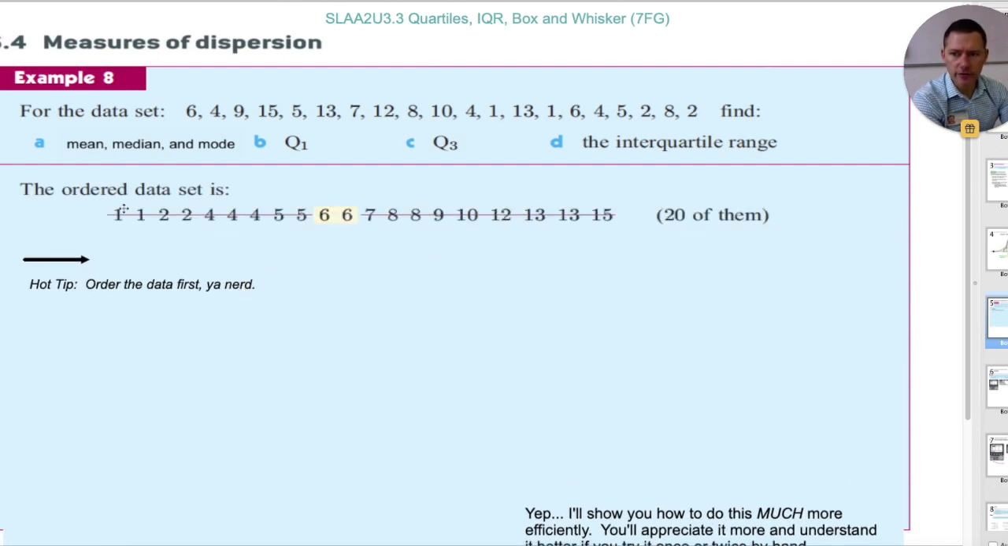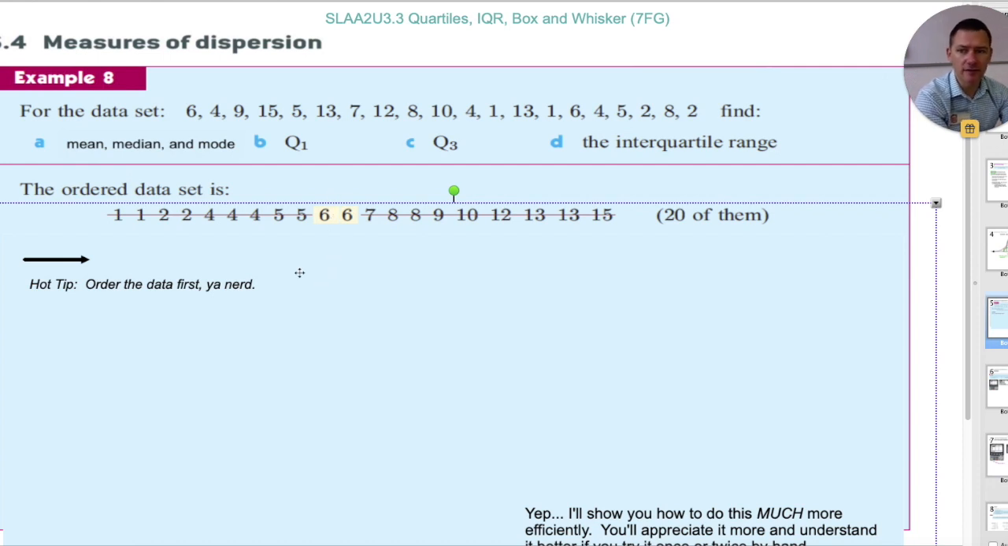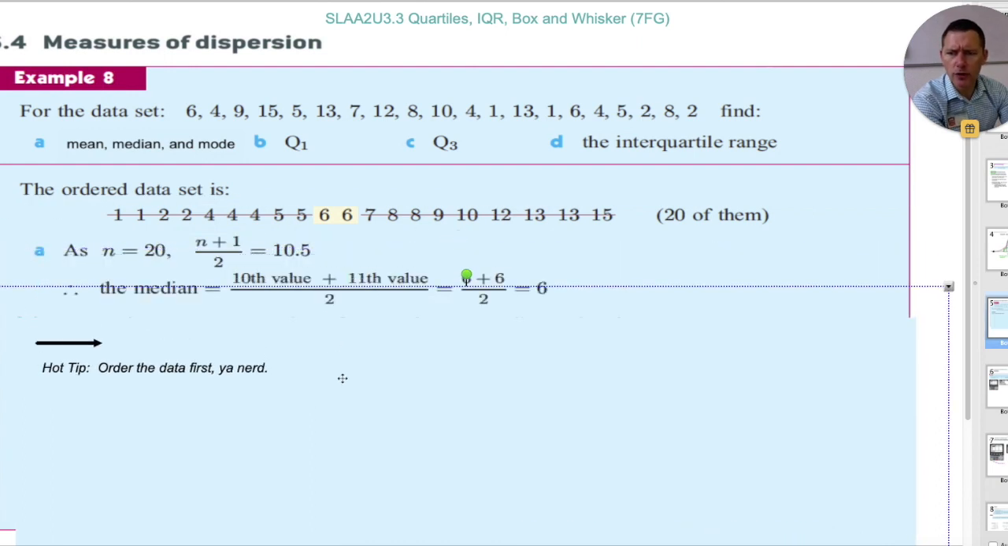All right, so there's the ordered set. If you laid it out, there should be 20 terms. And if you're finding the mean, well, the median's easy. It's between 6 and 6, so it's 6. The mode, it looks like maybe 4. I think 4 is the mode.